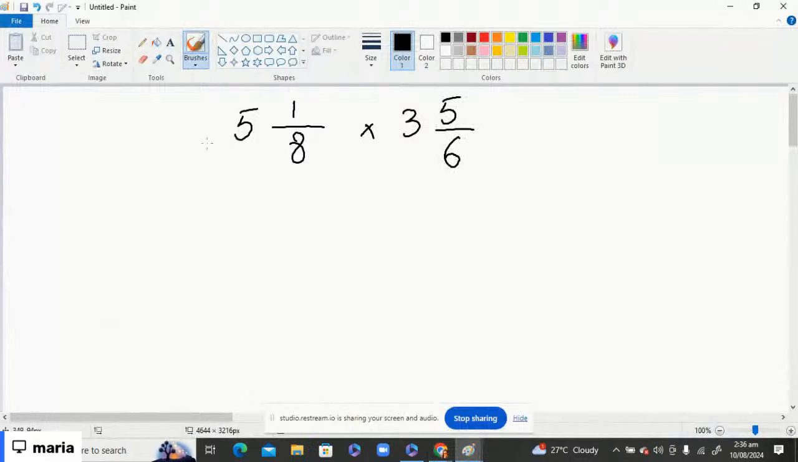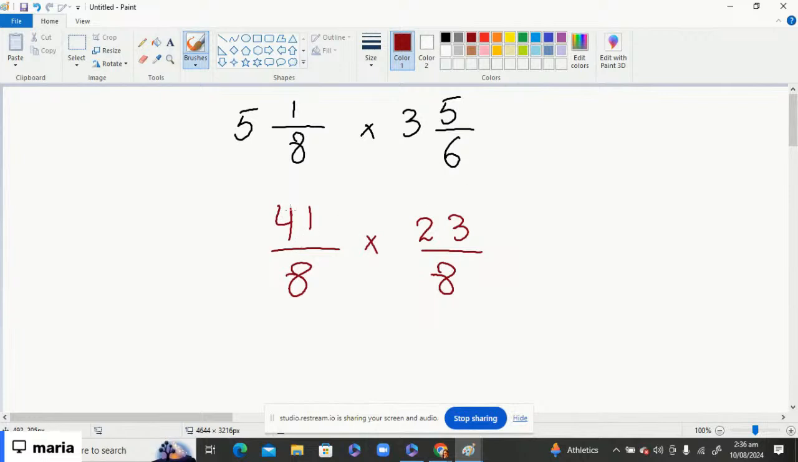Okay, now what we do for that, we are just going to simply multiply 8 with the 5. 8 times 5 is 40, plus 1 is 41. So 41 over, then it's 6 times 3 is 18. 18 plus 5 is 23 over 6. Now how can we multiply the numbers?